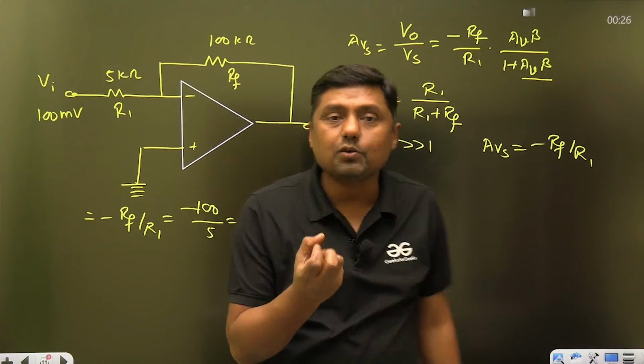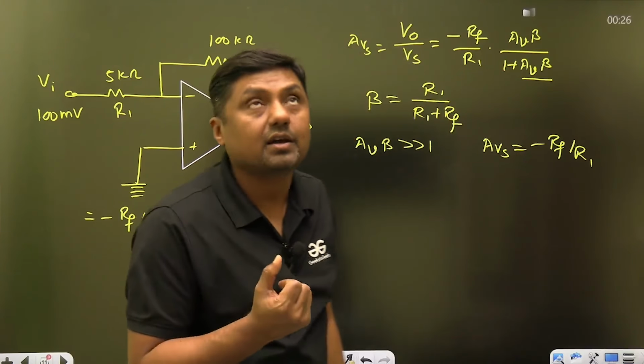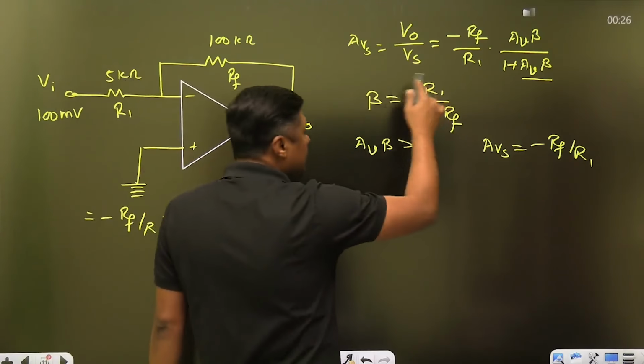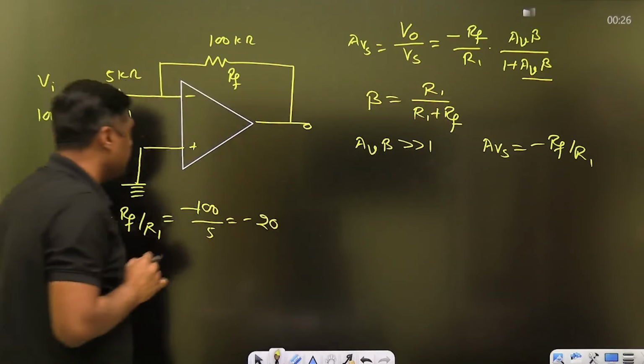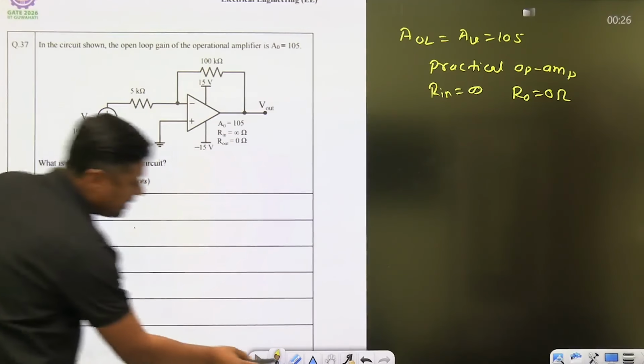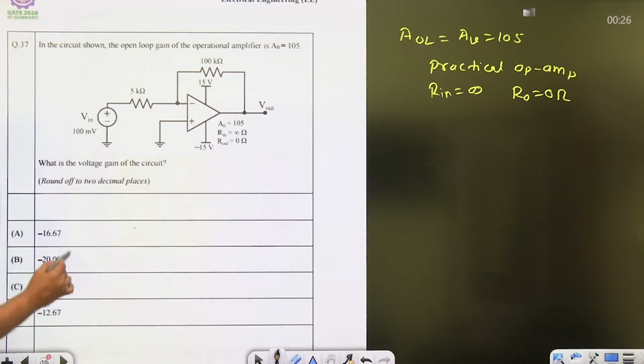क्योंकि आप डिनोमिनेटर को छोटा कर रहे हो तो मैग्नीट्यूड बढ़ जाएगा. तो इसीलिए आपका जो AVS है वो -R_F/R_1, ये ओवर एस्टिमेटेड वैल्यू, जो भी आंसर आएगा -20 से कम आएगा. अब चेक कर लो. अब यार ये देखो -20, ये नहीं हो सकता. This is not the answer. ये नहीं हो सकता. That is not the answer.